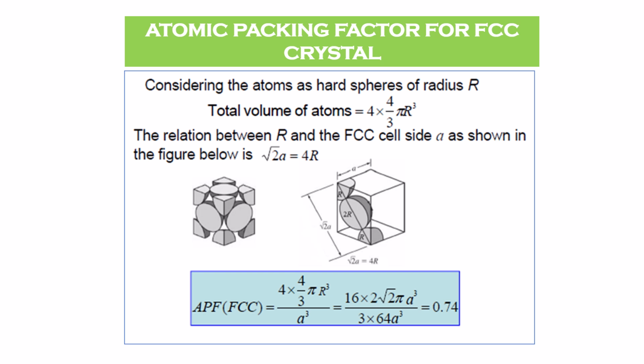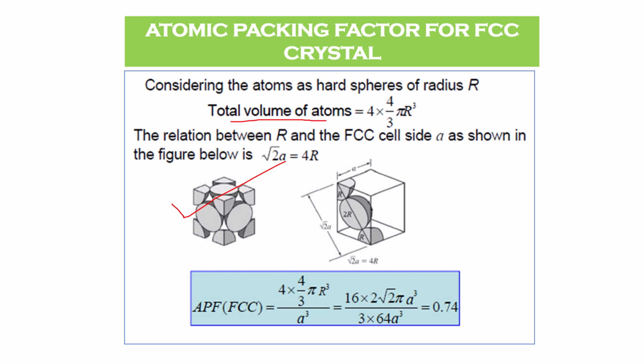Now, atomic packing factor for FCC crystal. This is a three-dimensional view of FCC crystals where there are 8 corner atoms and 6 face atoms. Each corner atom is shared by 8 unit cells and one face atom is shared by 2 unit cells. So the total number of atoms inside this unit cell is 8 into 1/8 plus 6 into half, that is 1 plus 3, that is 4.